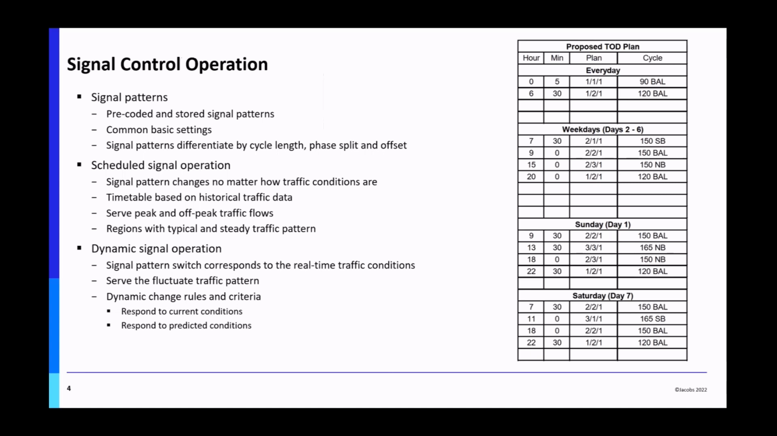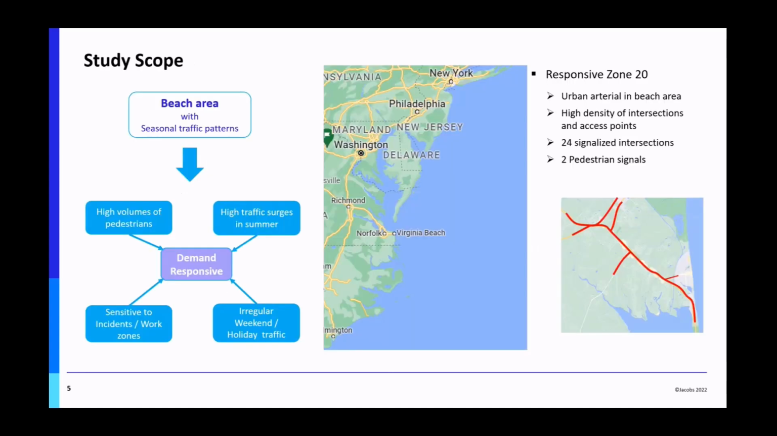So to evaluate the dynamic management of signal controllers, we conducted the Vissim simulation to compare the two types of signal pattern switch. The simulation modeled the traffic network of an East Coast beach area, including an 8-mile-long arterial and several major intersecting roads. All signalized intersections on the major corridor belong to the same responsive zone.